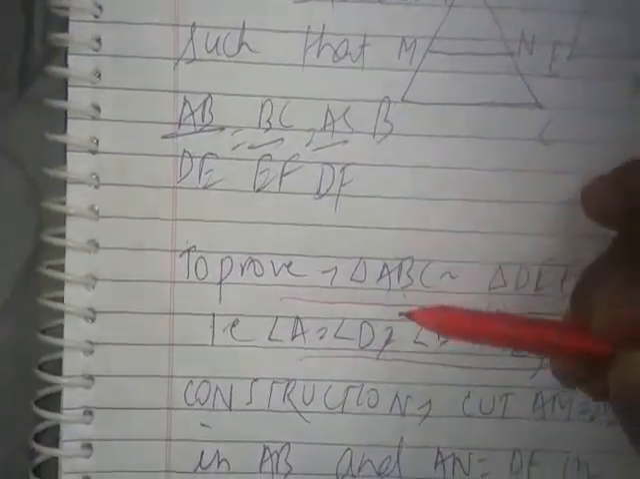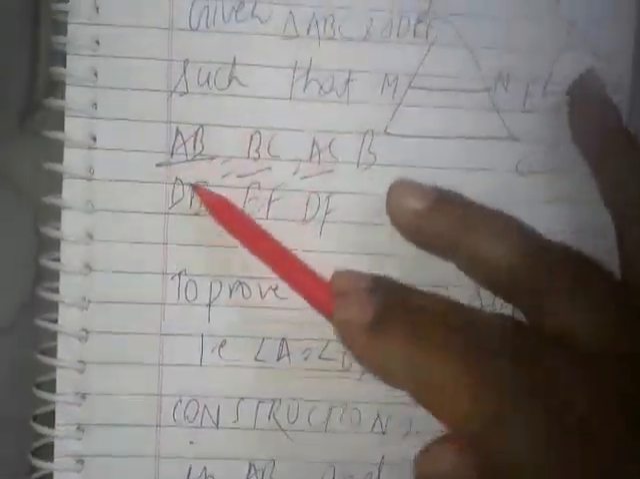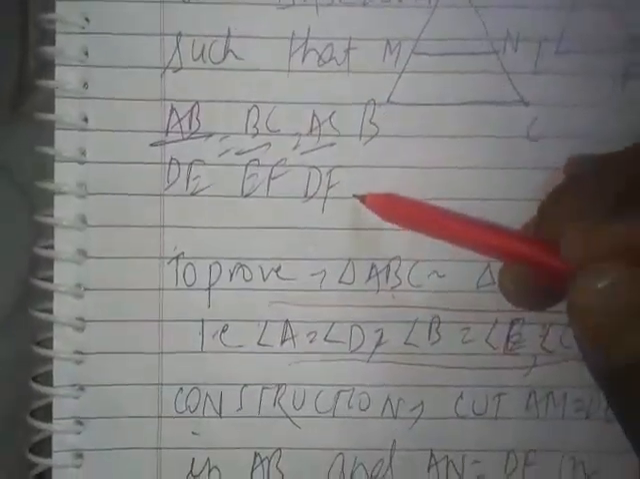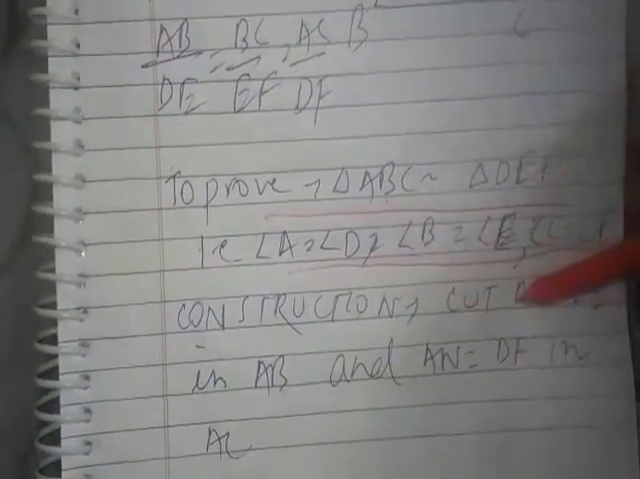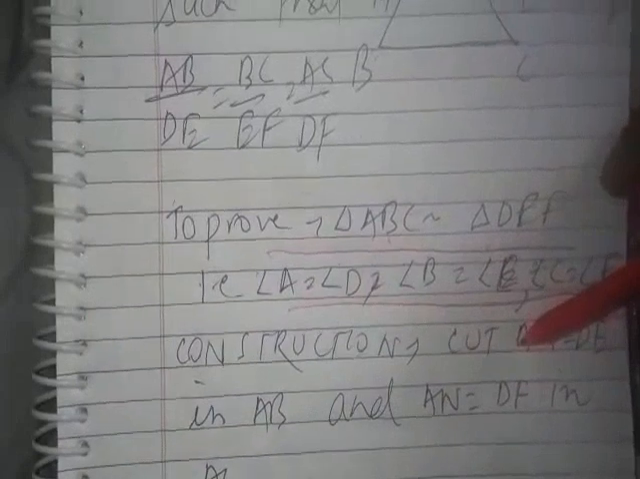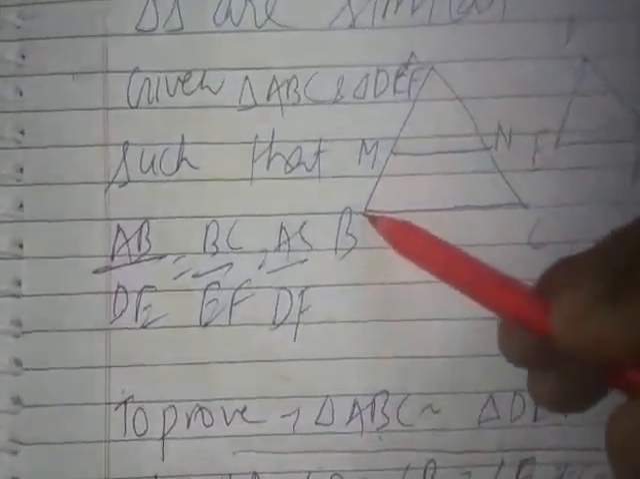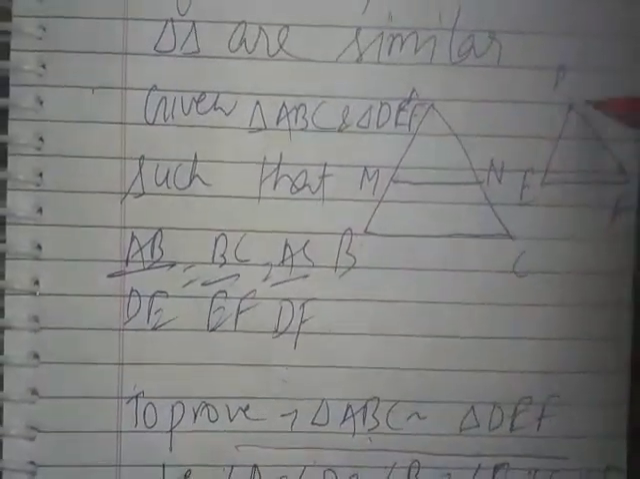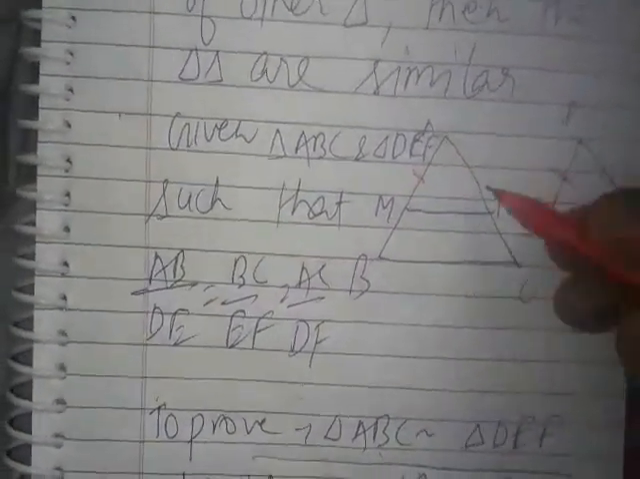If we prove that all three angles are equal to each other, then, since the ratios of the sides are given to us as equal, we can say that the triangles are similar. Now to start, we will do some construction. We will cut AM equal to DE in AB and AN equal to DF in AC. Now DE is equal to AM and DF is equal to AN.